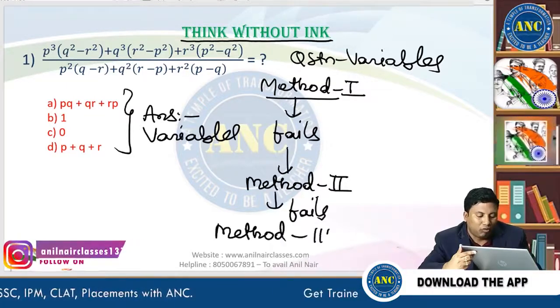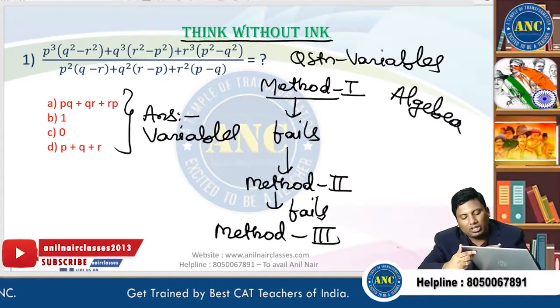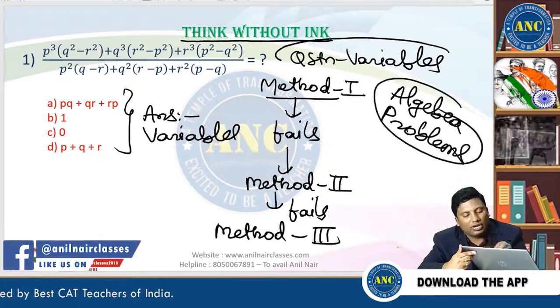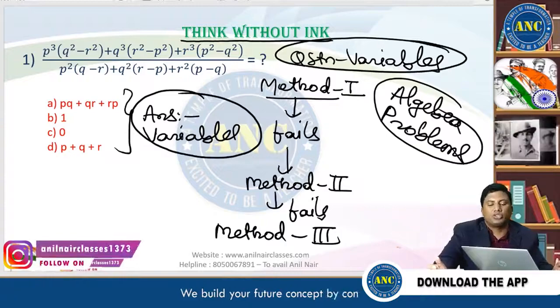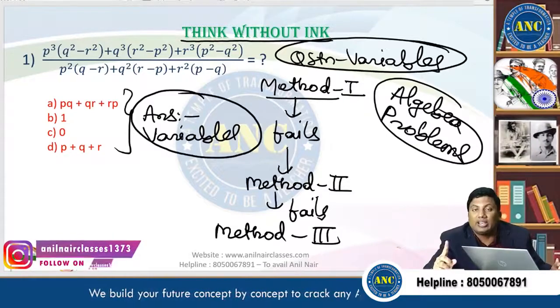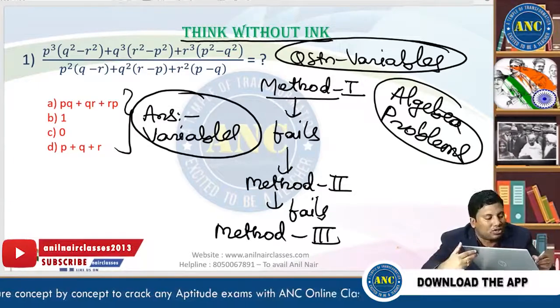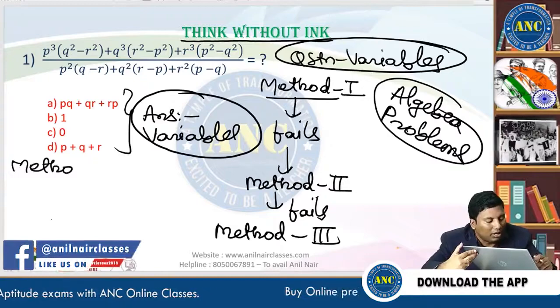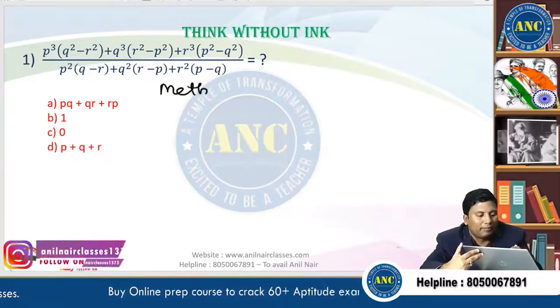This is the flow chart to solve algebra problems, particularly under the variety where the question contains variables and the answer contains variables. How should we solve it? What is the first method that should be used? Method 1. Now let us see method 1. What is method 1?